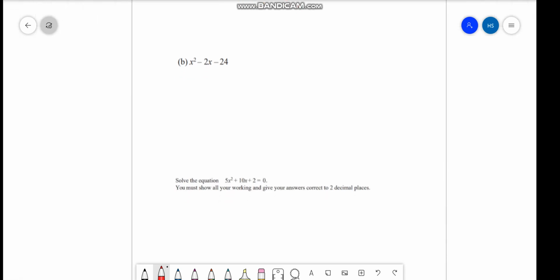Okay. Then question B. Factorize x squared minus 2x minus 24. Every time you see an equation in this form, where they give you ax squared plus bx plus c, this kind of equation, remember, is called a quadratic equation. To factorize this quadratic equation, you just have to use your calculator. You go to the equation mode and then degree 2. And then your calculator will ask you for the a, b, c. So you just need to key in accordingly.